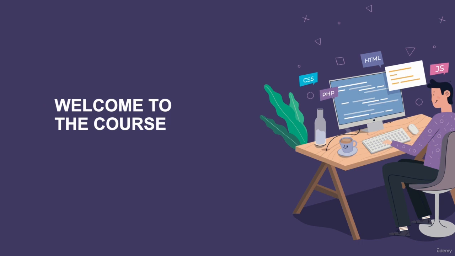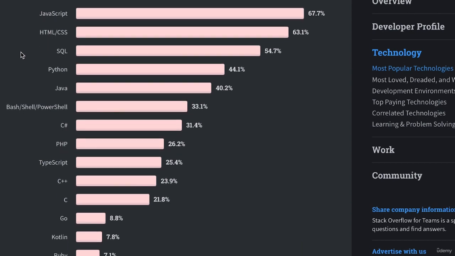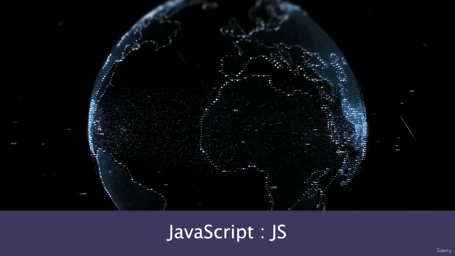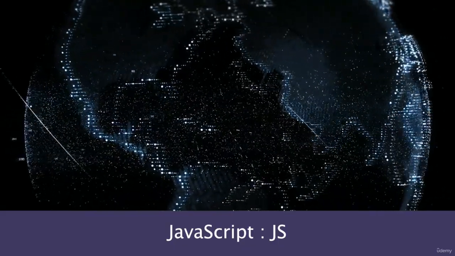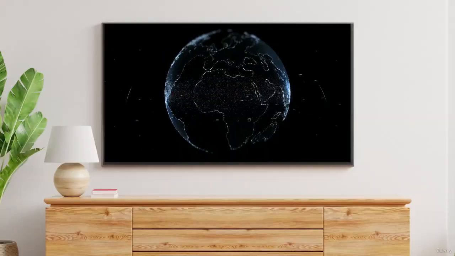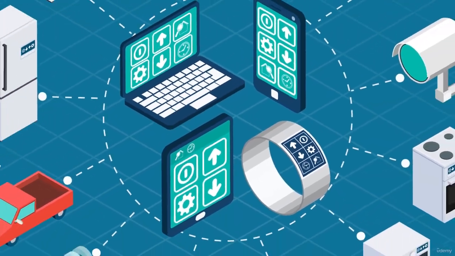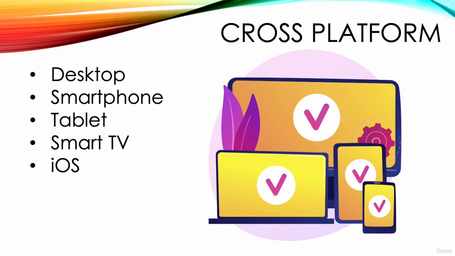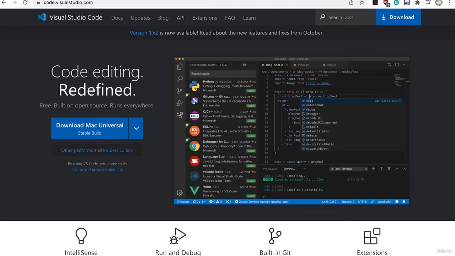Welcome to the course. JavaScript is the most popular programming language in the world. JavaScript, often abbreviated to JS, is the default language of the internet. But it doesn't stop there. JavaScript powers your smart TV, works with the Internet of Things, and helps build cross-platform apps. VSCode, the program we'll use in this course to write the code, is written using, you guessed it, JavaScript.